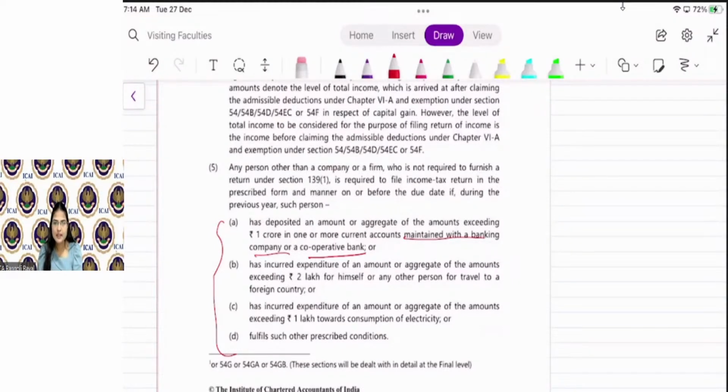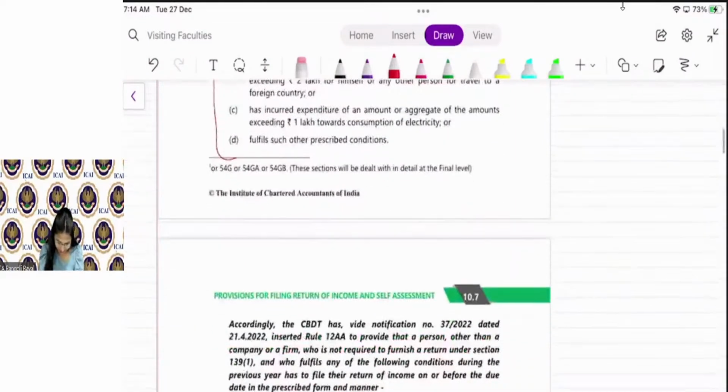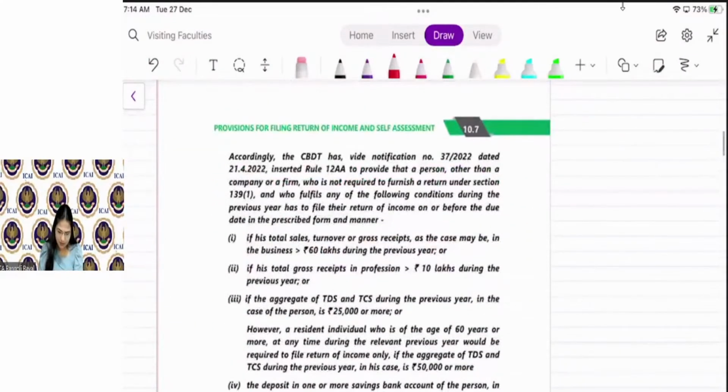Has incurred expenditure of an amount or aggregate of amount exceeding 1 lakh towards consumption of electricity. If you are paying an electricity bill of more than 1 lakh rupees, then you have to file your return of income. If the above conditions are not fulfilled, or fulfill such other prescribed condition, the other condition prescribed is given here.